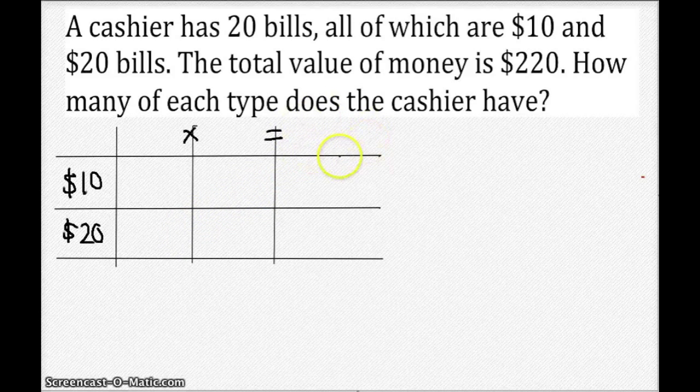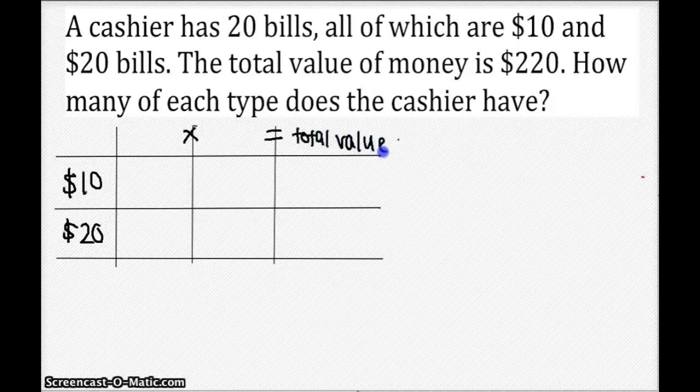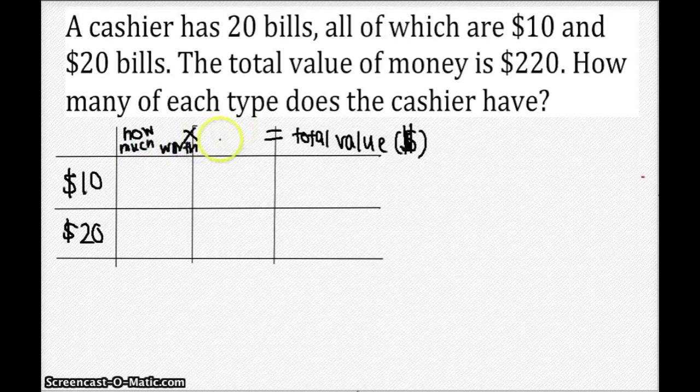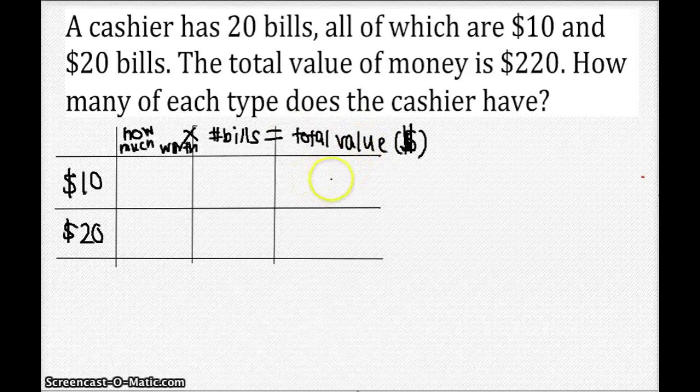So the part right here is what you want, and you want to know the total value of money. So this is going to be the total value of money. Okay, that's the dollar sign. And this side is going to be how much each bill is worth. And this is going to be the number of bills. Because if you multiply how much each bill is worth times the number of bills, you're going to get the total value of each type of bill.